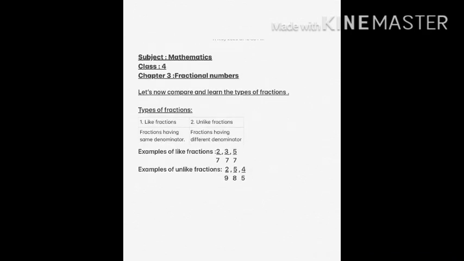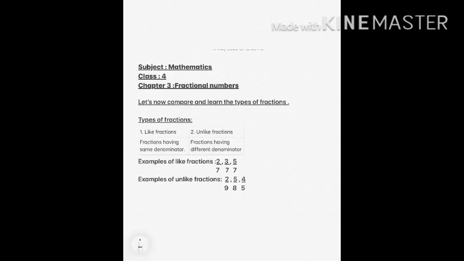First one, in fact I'll give you the names of all the 6 types of fractions we'll be learning in this chapter. Like fractions, unlike fractions, proper fraction, improper fraction, unit fraction and mixed fraction. So a better way of learning this is by a comparative study. If we compare the fractions.